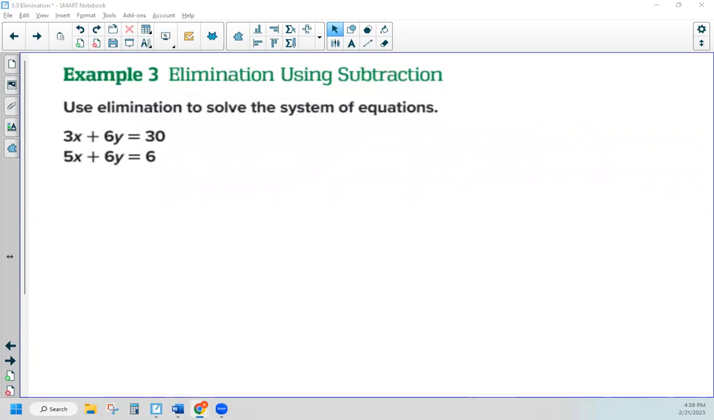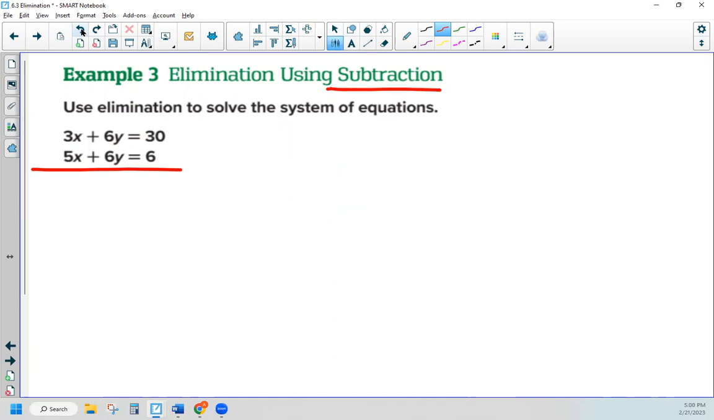Okay, so same thing, same idea. You want to make sure that your terms are aligned. You got your x on top of your x, your y on top of your y, and then 30 on top of 6, which are numbers without variables. Perfect. What I want to do now is ask myself, are there any of these that have the same number? And yes, there are, 6 and 6. Cool. So that means I can now move into either adding or subtracting my equations.